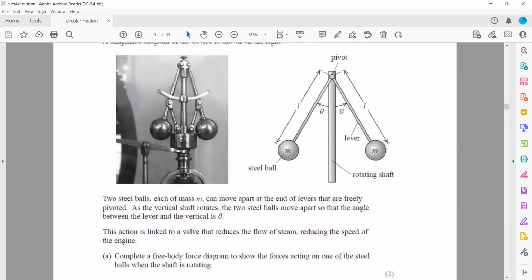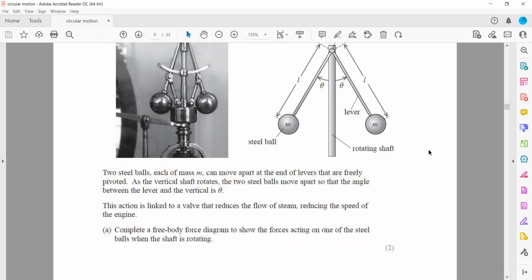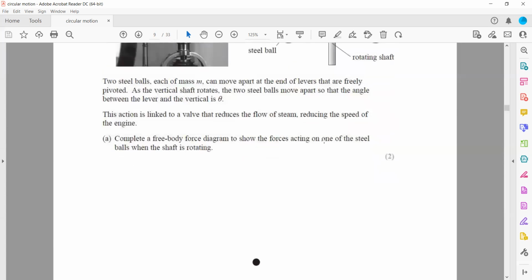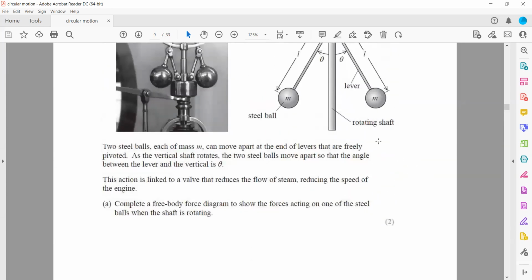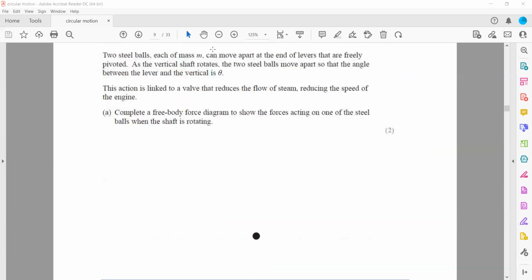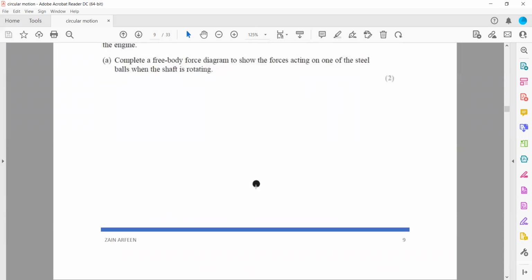So basically, when the shaft rotates, the masses move away, and it changes the speed at which the steam is leaving the engine. Complete a free body force diagram to show the forces acting on one of the steel balls. On one of the steel balls, the weight is acting downward, and whenever an object is pivoted there will be a tension force acting. A free body force diagram represents the forces acting on the object. So there will be a weight and the tension.